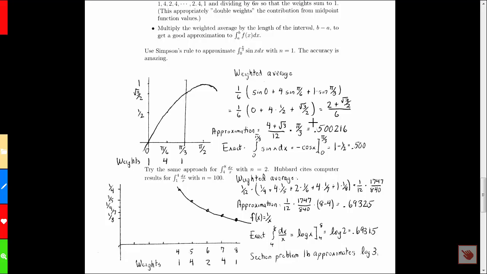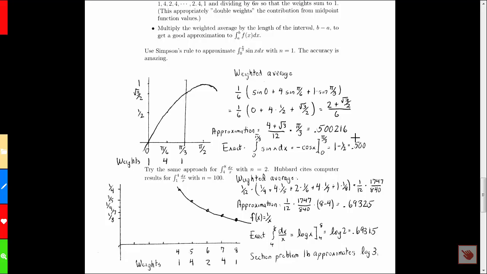The approximation that we get by using just 3 evaluation points agrees in its first 3 decimal places with the exact answer. And if this sounds too good to be true, it really is. Simpson's rule is dandy for polynomial functions of degree up through 3, and by functions that are nicely approximated by such polynomial functions. The Taylor series for sine x, just up through terms in x cubed, is pretty good for x between 0 and pi over 3.